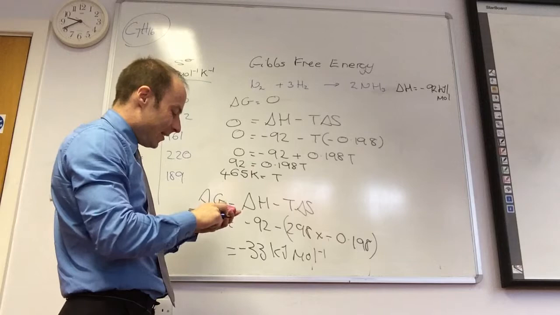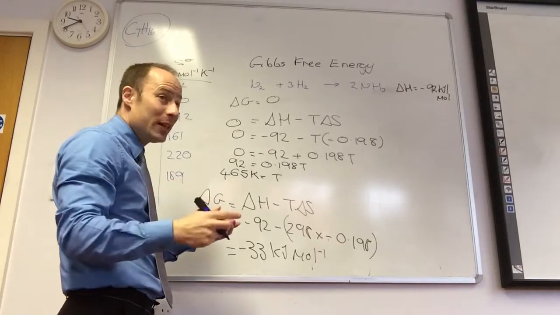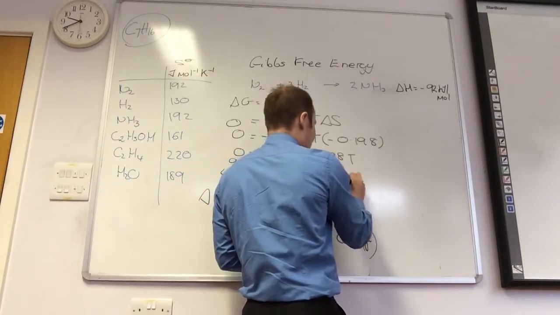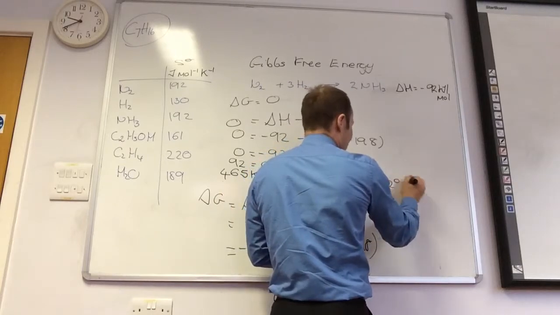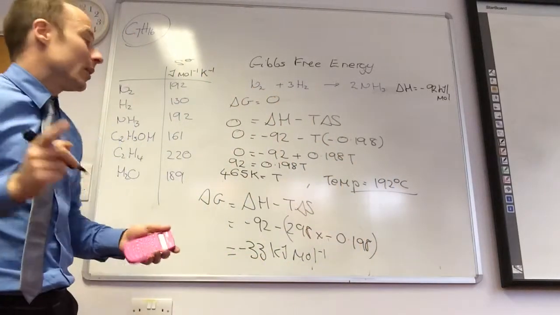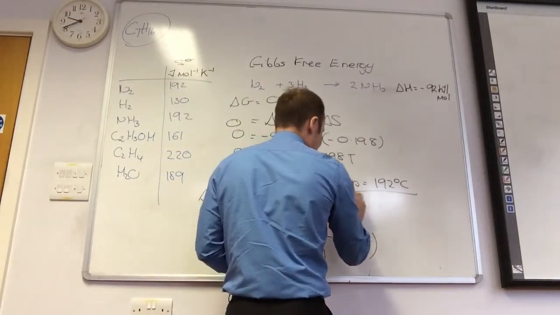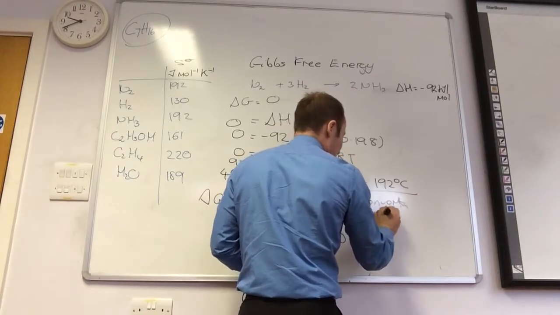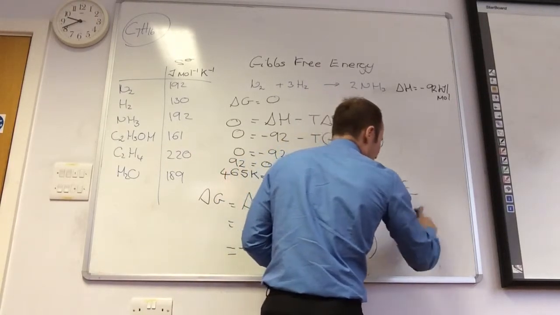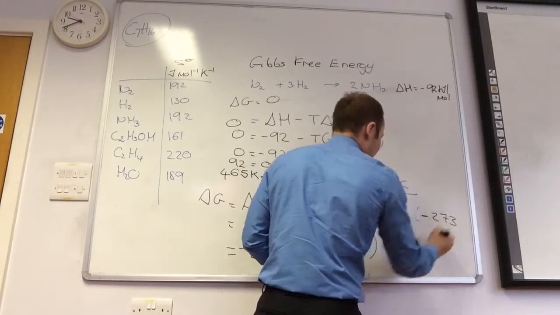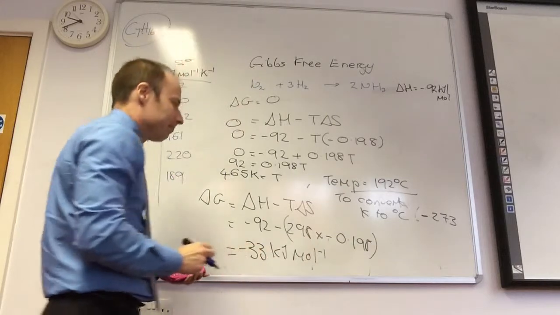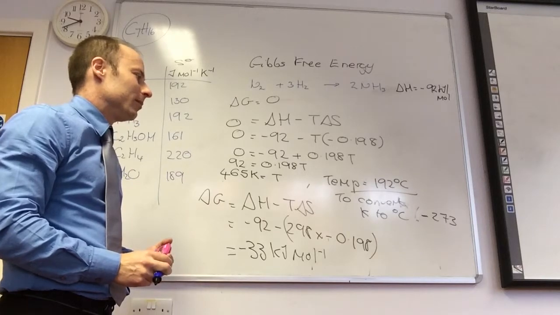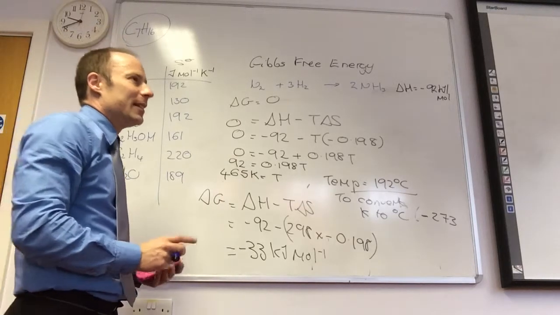In degrees C, I need to minus 273. So if I do that, the temperature is equal to 192 degrees C. Sorry, how do you convert? To convert Kelvin to degrees C, you minus 273. Always, whatever it is. Minus 273 degrees C is 0 Kelvin.